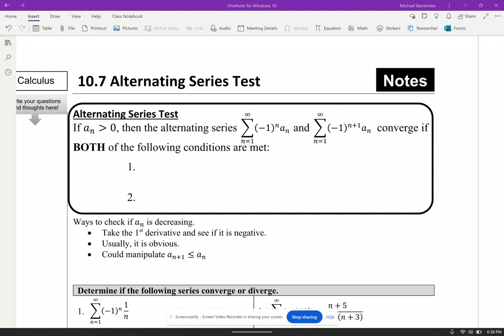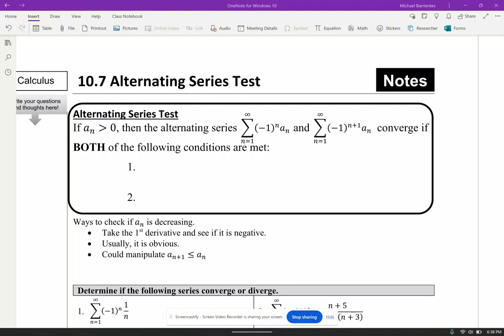So far we've been looking at infinite series whose terms are positive, right? We just keep adding a positive term plus another positive term plus another positive term. But what if they were to alternate? And what would cause them to alternate?